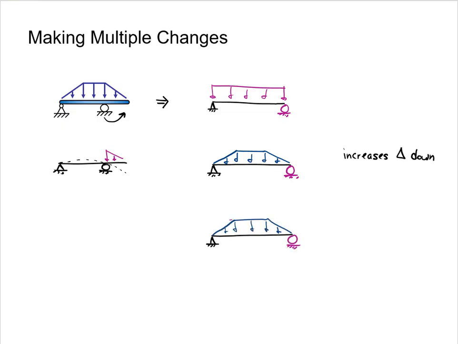Adding load to make it uniform distributed load also increases the predicted peak displacement. So both changes result in increased displacement. That means we still get an upper bound on the displacement we will calculate with detailed analysis of the original structure with the original loading.